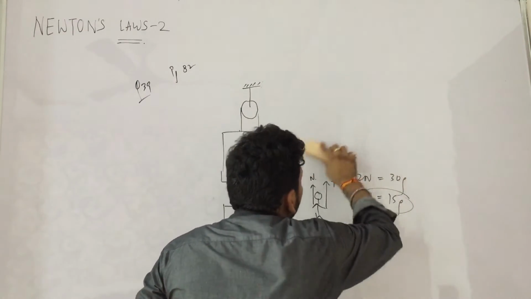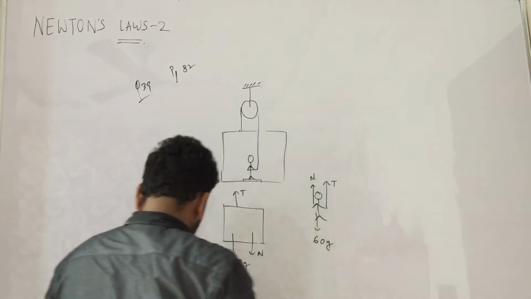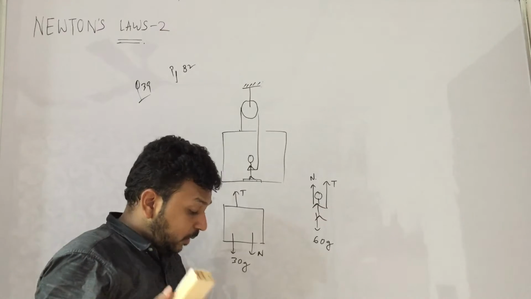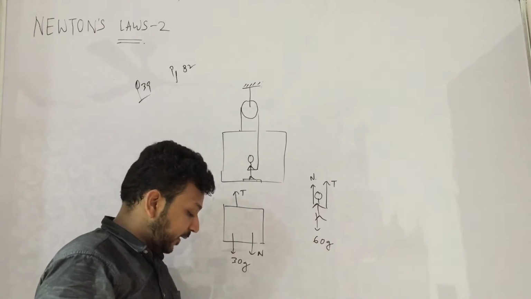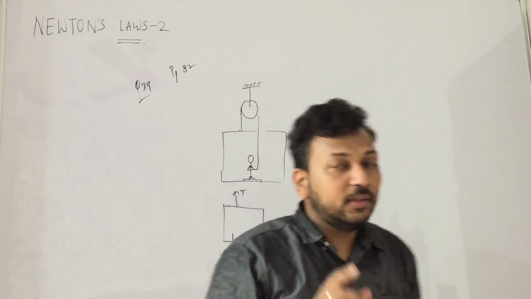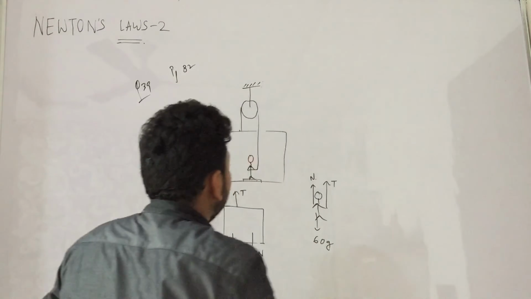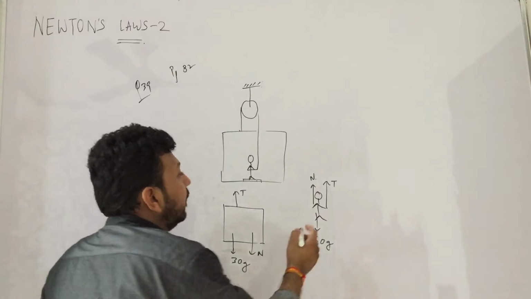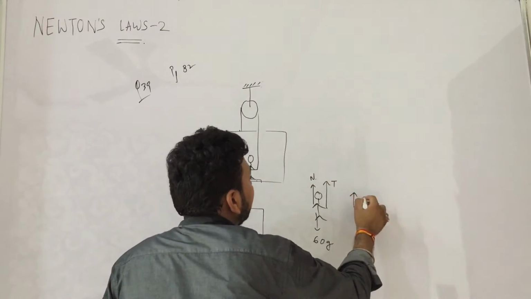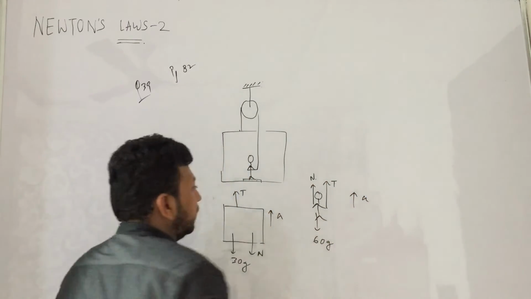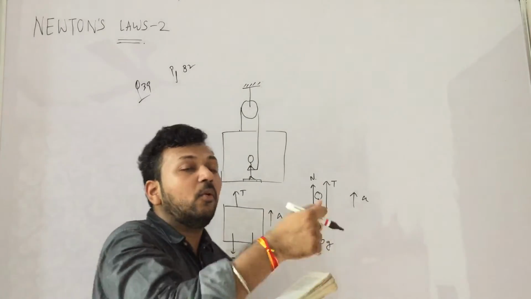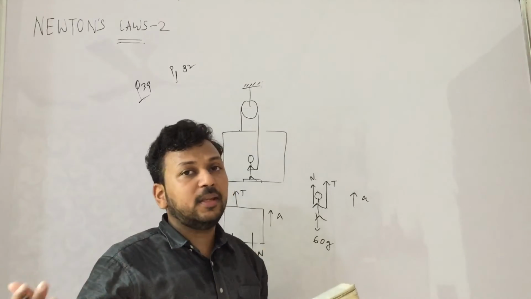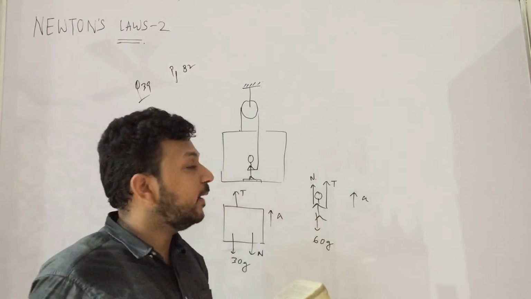In the second part of this question, it is saying what force should he exert on the rope to get the correct weight. Now, if he is changing the force on the rope, then acceleration may happen. So let us take the acceleration. Now he is exerting more force on the string or maybe lesser. So he may go down, he may go up. I'm just taking it upwards. You can take it in any direction.